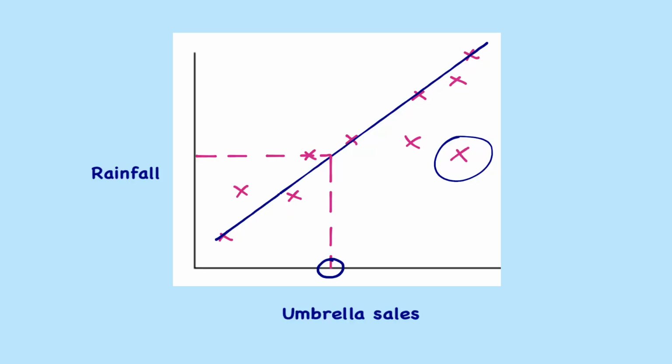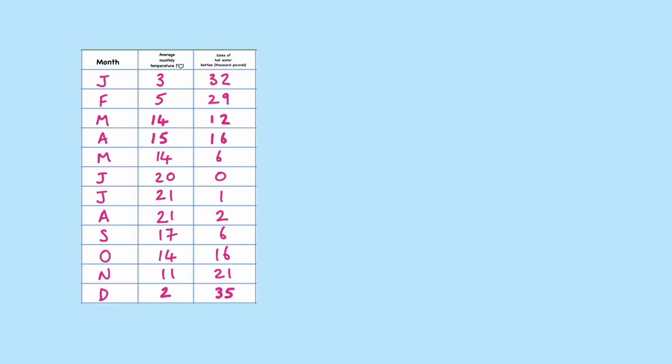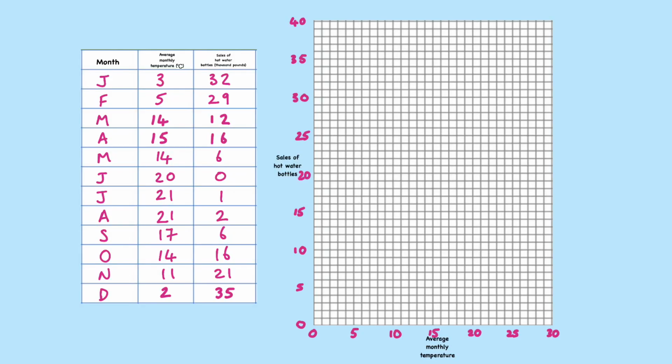So what we'll do, we'll have a look at this with some actual values. So we're going to have a look at average monthly temperature with sales of hot water bottles. So first thing we'll have to do is to draw the grid. And all we're concerned about here is the two pieces of data. So we have temperature and sales. We don't care what month they occurred in. All we're concerned about is the relationship between the two pieces of data.